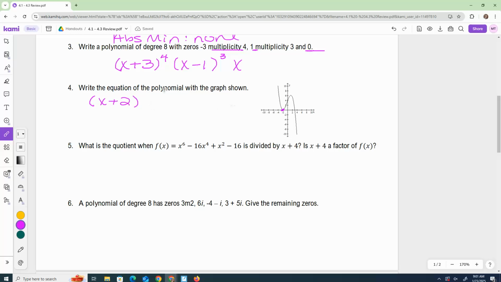And it bounced, so it is squared. And there's a negative out in front, right? Yeah, how did you know that? Because it's up, down. So our end behavior is off, so we know there's a negative out in front. Where else do we hit? Looks like probably three.